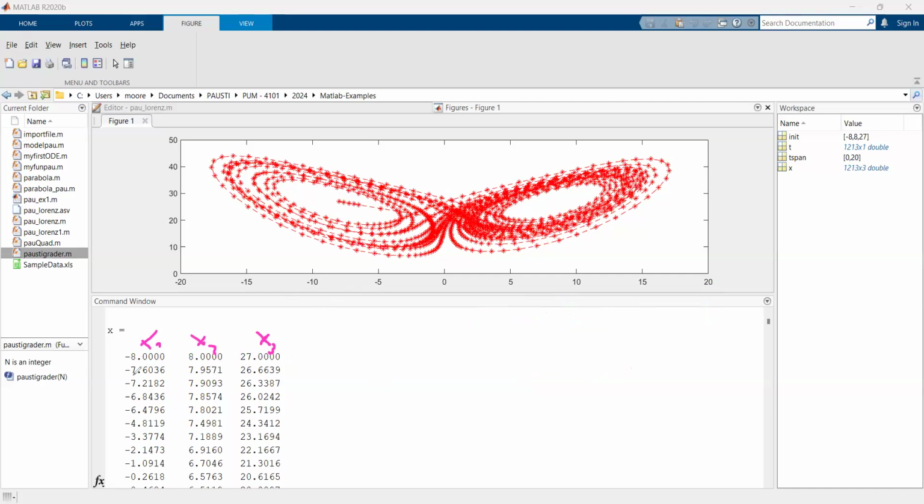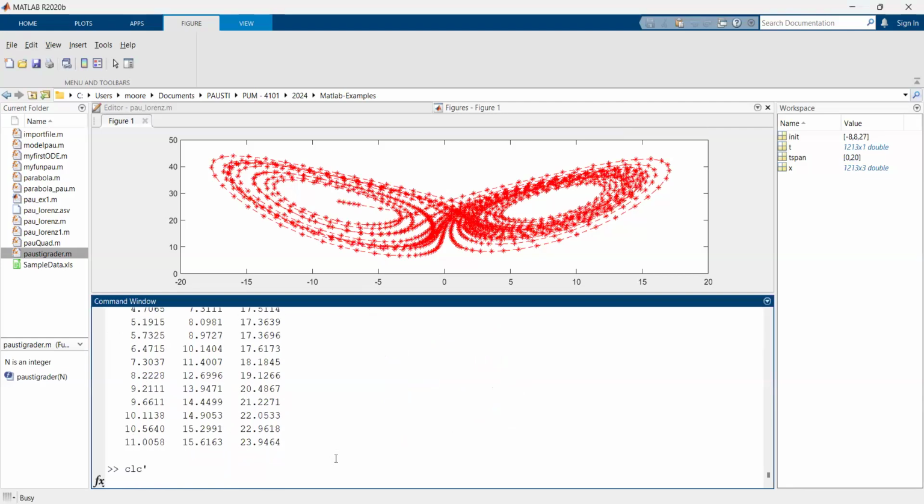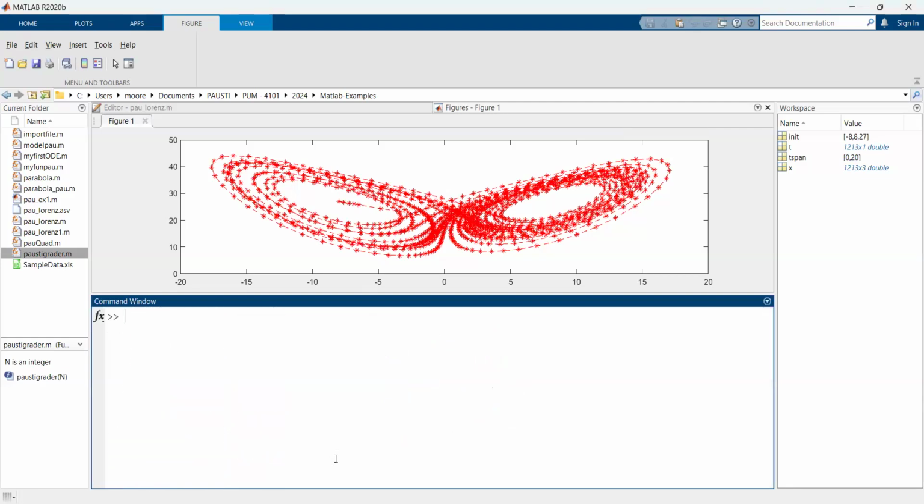To call them, because you want to call the first column of x, we write x, all the rows, and column 1. If you want to call column 2, it's x, all the rows, and 2. If you want to call column 3, all the rows, and 3. So this is how we call them, right? Okay. Now we can plot several other things from this.